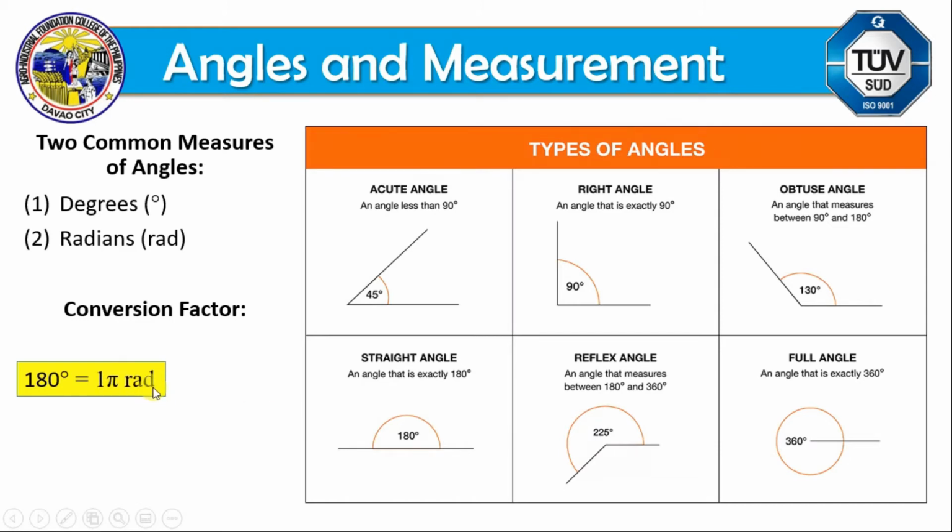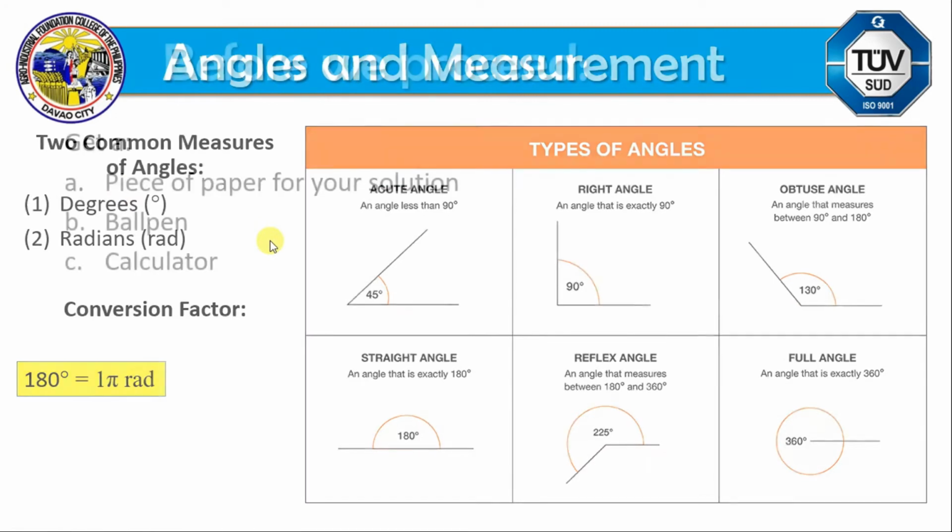So when we convert 180 degrees into radian measurement, its equivalent is 1 pi radians. If 180 degrees is 1 pi radians, how about 360? How about two 180 degrees? It will be just 2 times 1 pi radians, or this full angle is actually equal to 2 pi radians. More on that later as we convert angles.